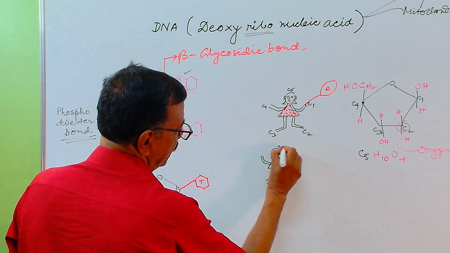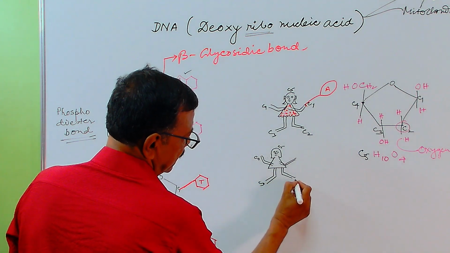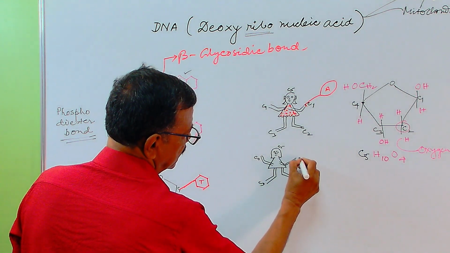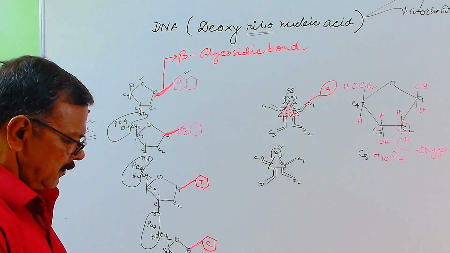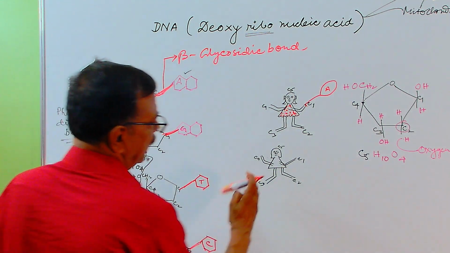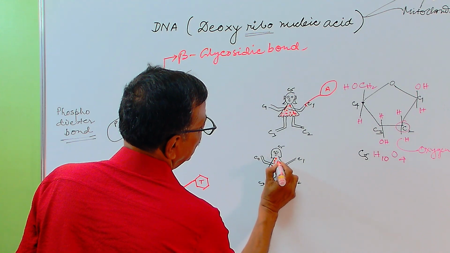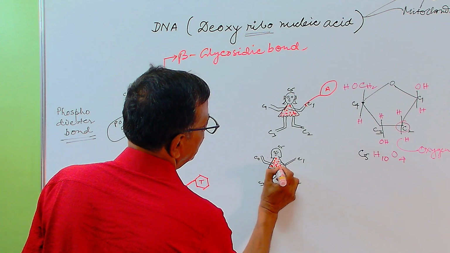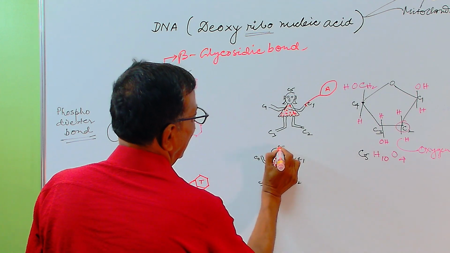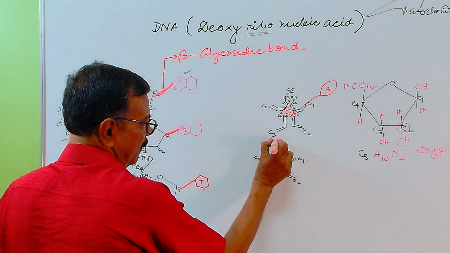C5, C4, C3, C2, C1. So another sugar will remain joined with the previous nucleotide at the C5 position with the help of phosphate, PO4.